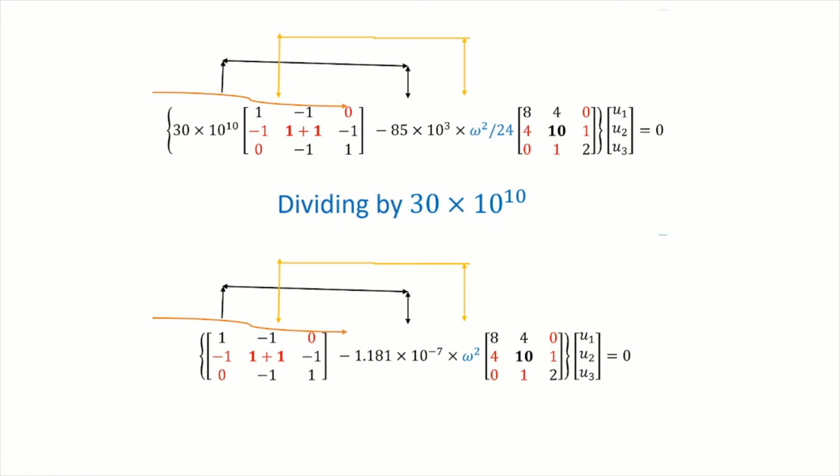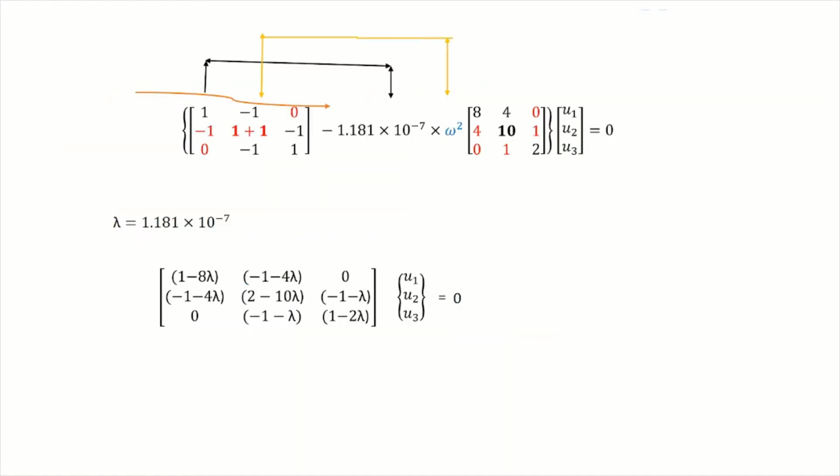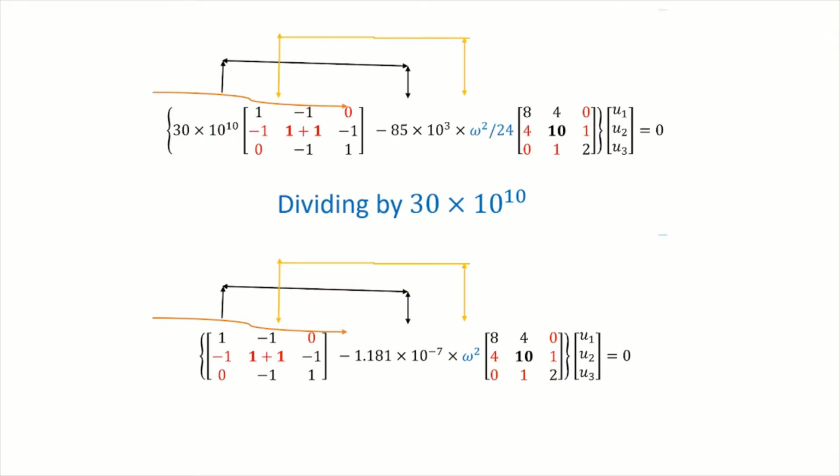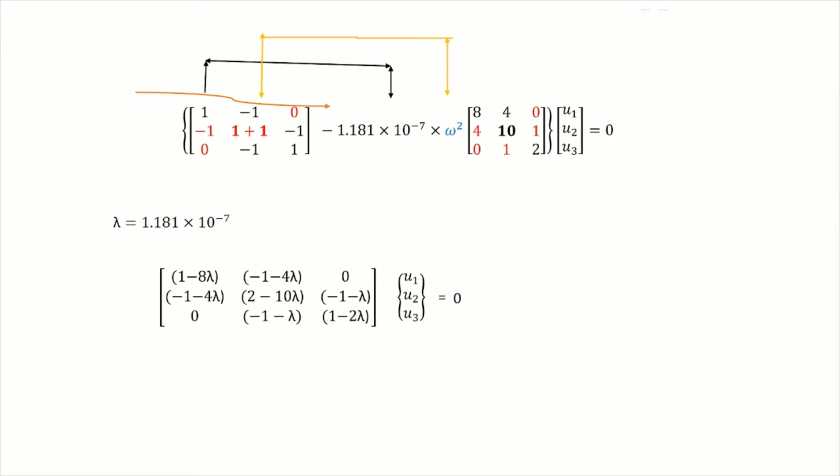Now we will divide it by 13 into 10 to the power 10. Once we have divided it, we get this resultant matrix. We are doing this to have a more simplified version. FEA is actually an approximate method to solve a physical problem. Now, lambda is equal to 1.18 into 10 to the power minus 7. So we consider lambda is equal to this; actually I think I missed omega square here. Anyway, it will be in the next slide.